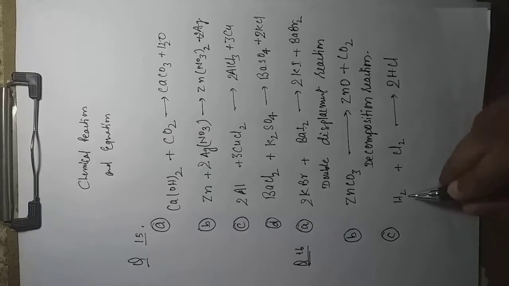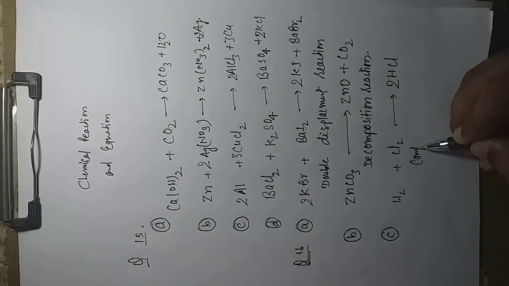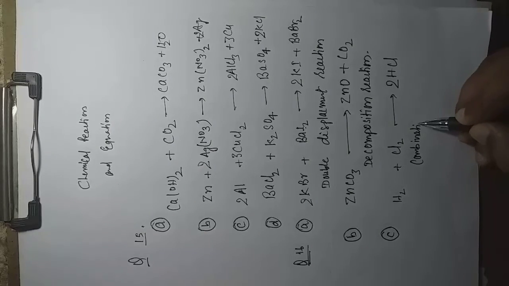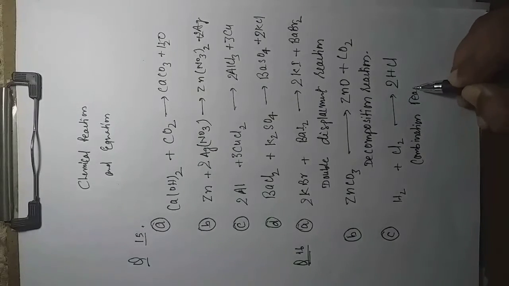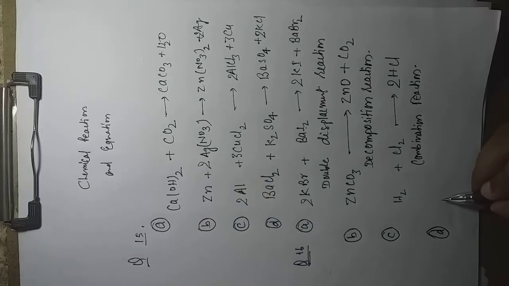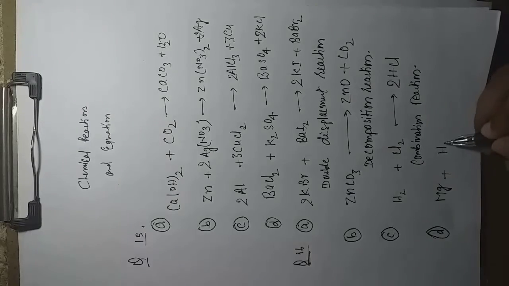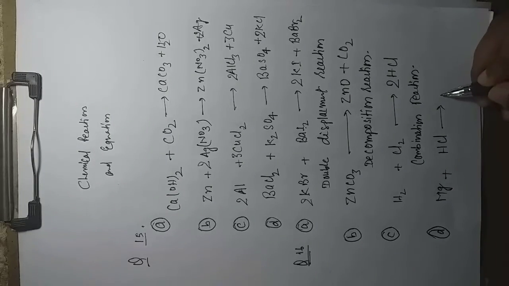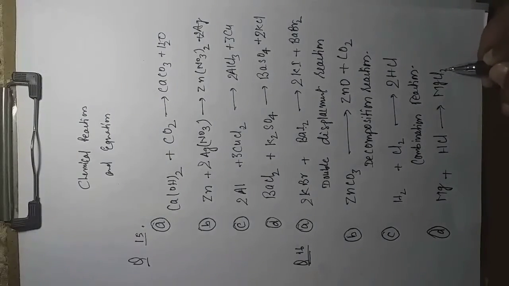And finally, you know this is simply a combination reaction. Two molecules combine with each other and form a product. So the type of reaction is combination reaction. You just write the name of the reaction that we discussed in the chapter. Next is the last one, magnesium reacts with hydrogen chloride, it will form MgCl2 plus hydrogen gas, right?